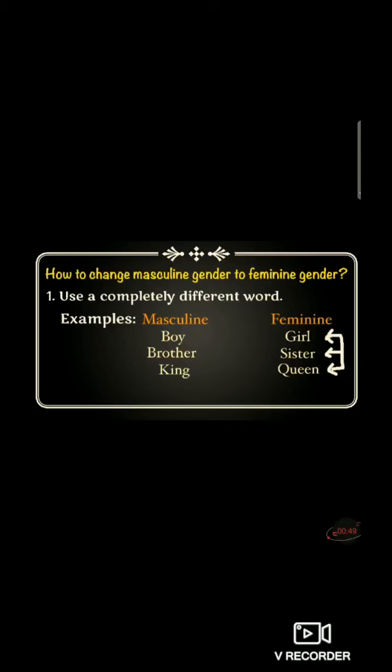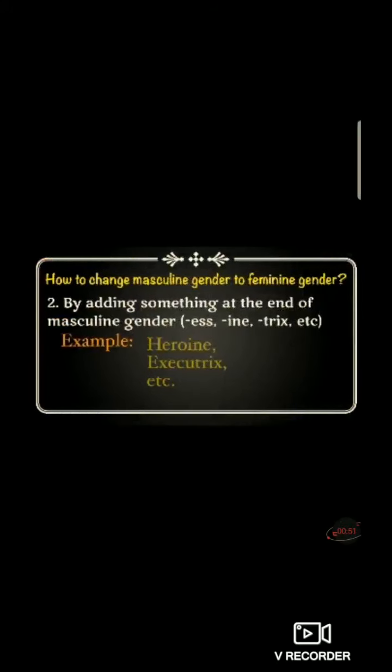This is the first point. Now come to the second point: by adding something at the end of the masculine word. For example, in the bracket, students, it is written ess, ine, trix, etc. So the examples are heroine, executrix, etc.